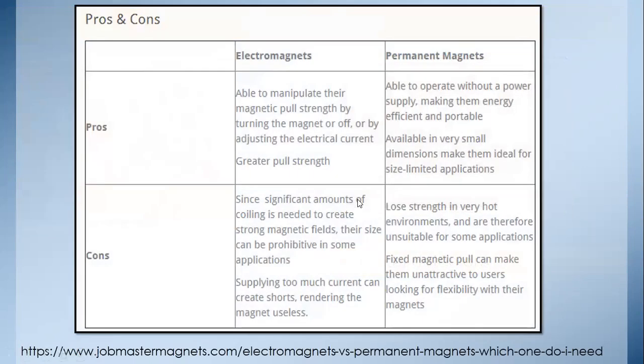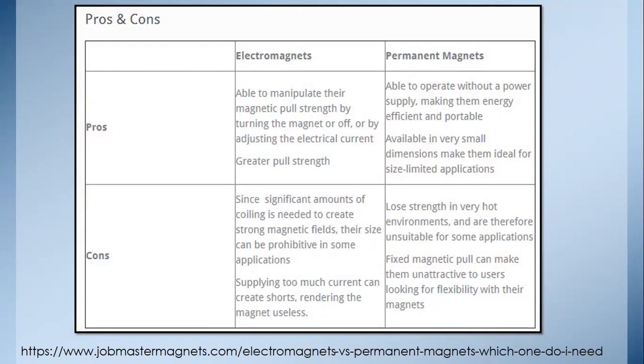So there are advantages and disadvantages of both magnets. With electromagnets, we should be able to control the magnetic strength, right? So that is a great advantage. If we need it, you switch it on. If you don't need it, you can switch it off. And also you can maintain the strength of the magnet. So wherever you need to apply a strong magnetic field, you can use electromagnets.